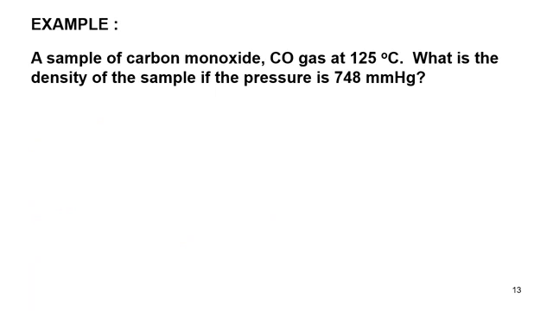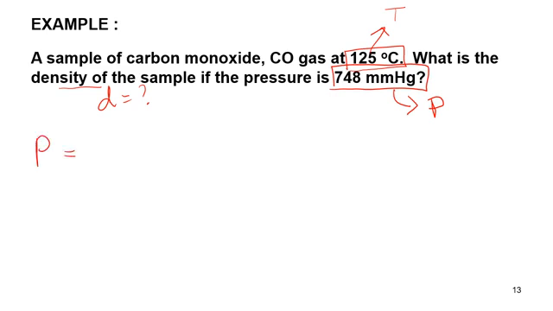Ini dalam lecture notes awak tak ada. Ini madam tambah soalan ini. Okay, a sample of carbon monoxide gas at 125 degrees Celsius. Okay, dah bagi temperature kat sini. And then what is the density? Okay, D berapa? If the pressure of the sample is 748 millimeter mercury. Ini adalah awak punya pressure. Okay, so kita akan gunakan persamaan density tadi iaitu pressure sama dengan density RT over Mr.